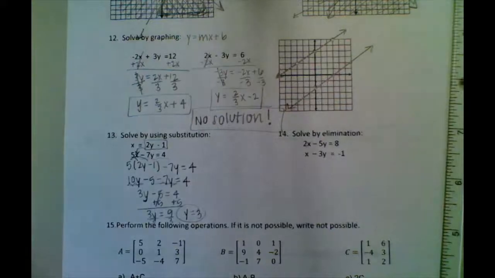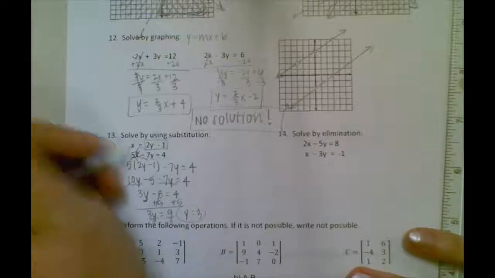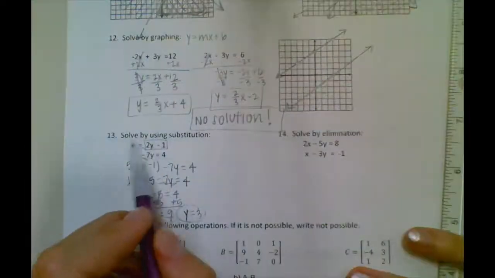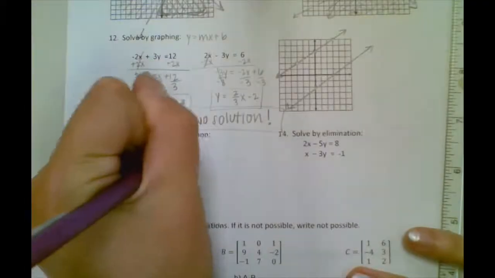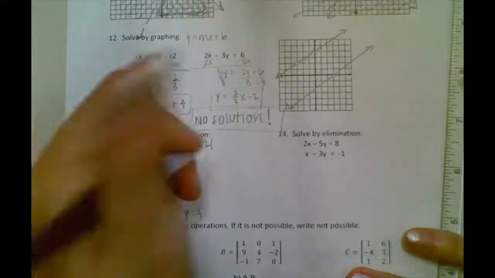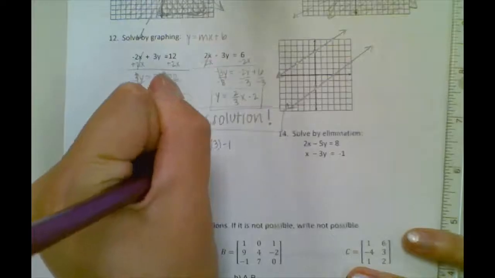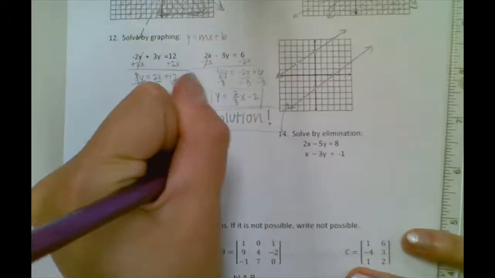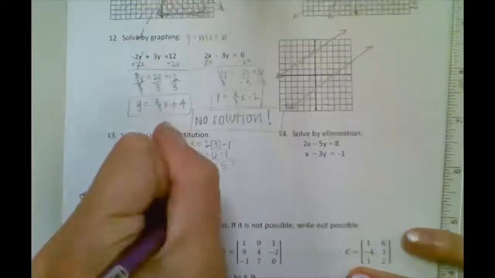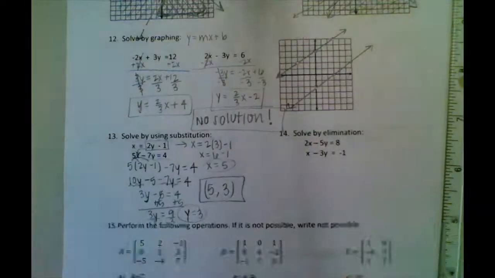Okay, now I got to go back and solve for x. So I'm going to take this value and plug it in, this is y equals, so I got to plug this in for y to solve for x. So I get x equals 2 times, instead of y, I'm going to write a 3, minus 1. X equals 6 minus 1. 6 minus 1 is 5. So my answer is 5, 3. Remember, you always write the x term first, then the y.